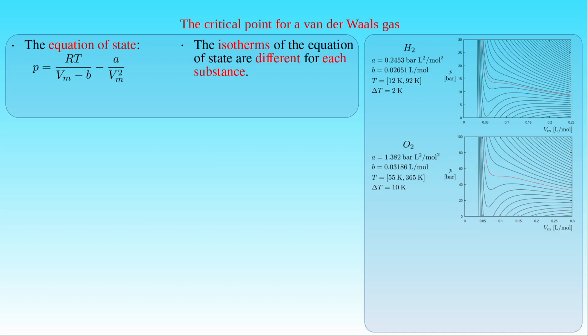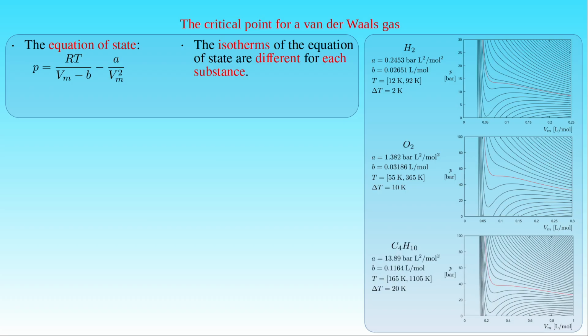For oxygen the temperature already covers a greater range between 55 Kelvin and 365 Kelvin, and the isotherms are drawn in 10 Kelvin intervals. The isotherms in the third example are plotted for the butane gas with the van der Waals constants A equals 13.89 bar liter squared per mole squared, and B equals 0.1164 liter per mole. In the plot the range of temperature shifted to even higher temperatures in the range between 165 Kelvin and 1105 Kelvin with the temperature intervals of 20 Kelvin.